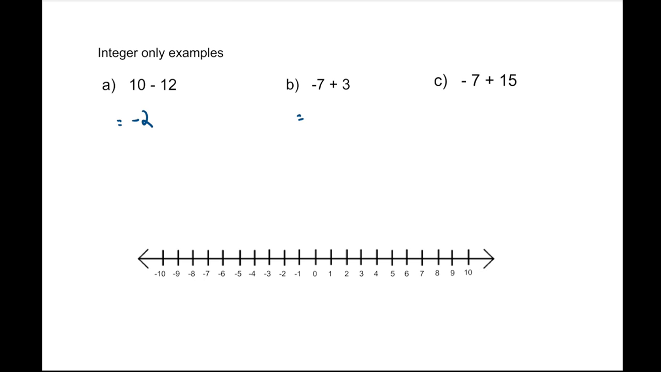Negative 7 to positive 3. And here you could just, again, jump to the answer of negative 4, or understand that when you're starting at negative 7 and you're adding 3, you're going in the positive direction, which takes us to negative 4. Negative 7 plus 15, again, same thing. You could quickly do this in your head and get to 8, or again, start at negative 7 and then jump 1, 2, 3, and so on up to 15, and you end up at 8. So again, different ways you can do this.